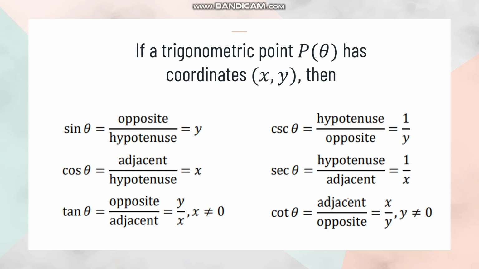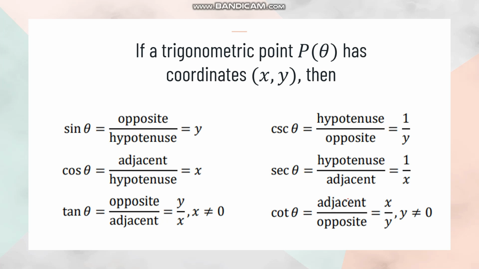And then for the cosecant theta, you just have to get the reciprocal of sine. So that will be 1 over y. For the secant, the reciprocal of the cosine theta, so that will be 1 over x. And for the cotangent theta, again, it's the reciprocal of tangent, so that will be x over y. Wherein, for the tangent and cotangent, the denominator should not be equal to 0.